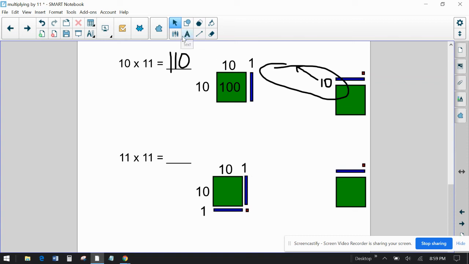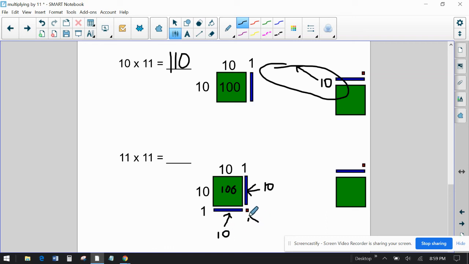So what you would just do simply is tally this all up. This is 100. This one's worth 10. This one's worth 10. And this one is worth 1. So it's 100 plus 10 is 110, 120, 121. So 11 times 11 is 121.